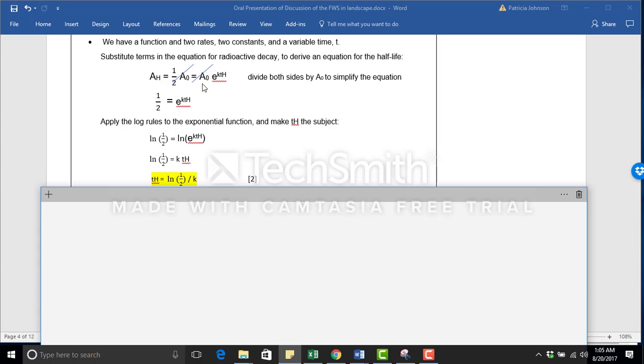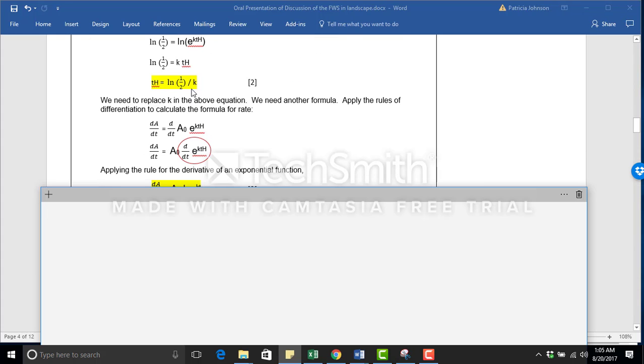We divide by A0 on both sides, and this simplifies down to 1/2 equals the exponential function raised to the power of kt. We apply the logarithmic function to both sides of the equation to extract t and solve for the half-life in terms of k. Now we need another equation.